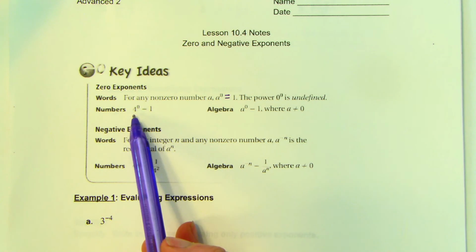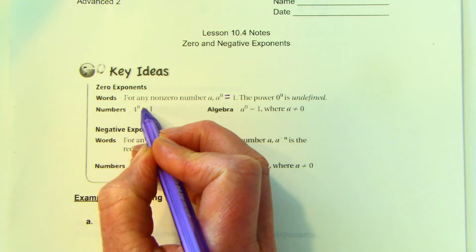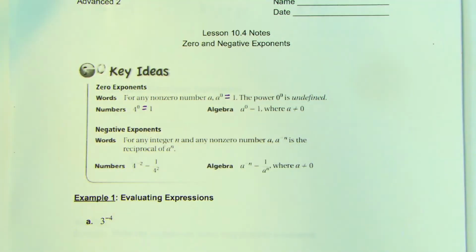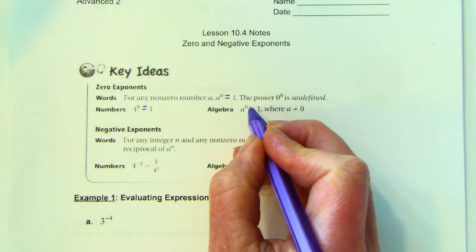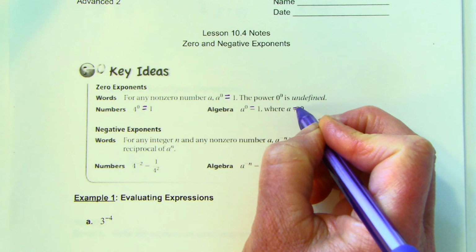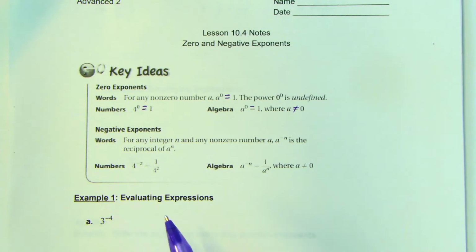For numbers, that would mean that 4 to the 0 power would be equal to 1. And a to the 0 power is also equal to 1, and a cannot be equal to 0.